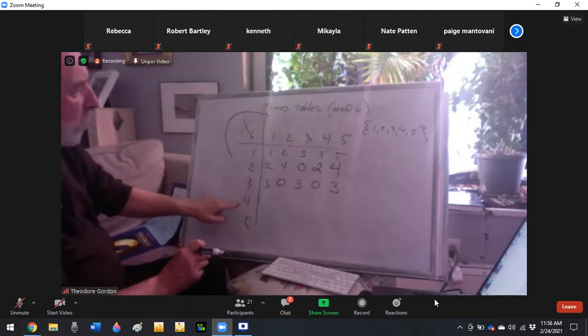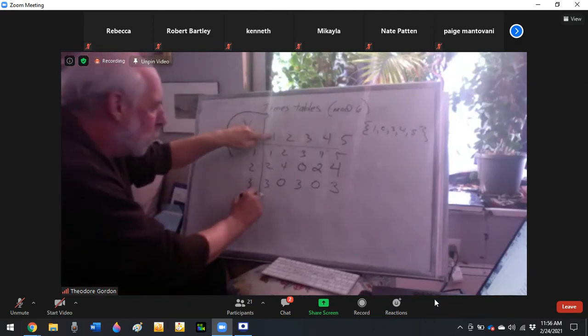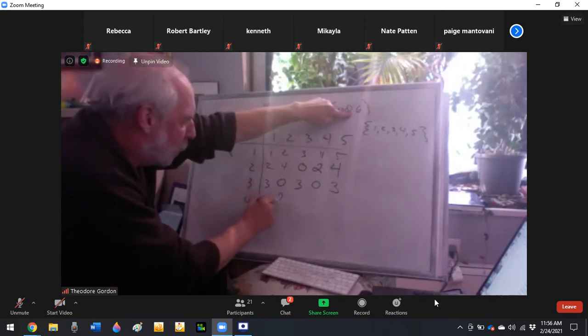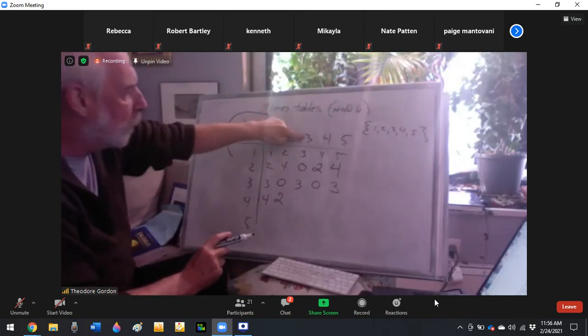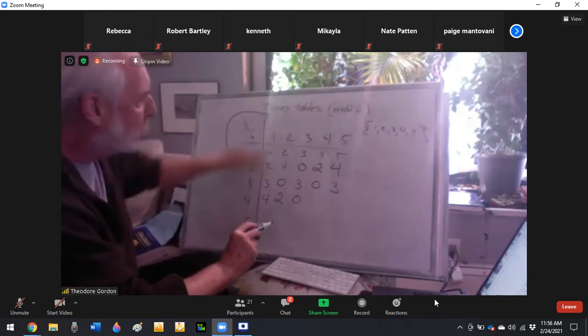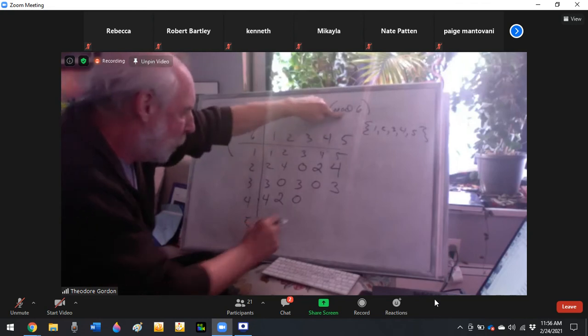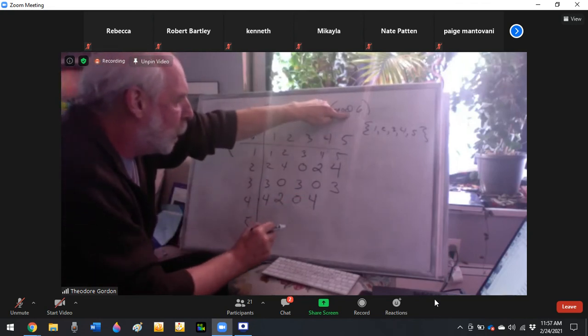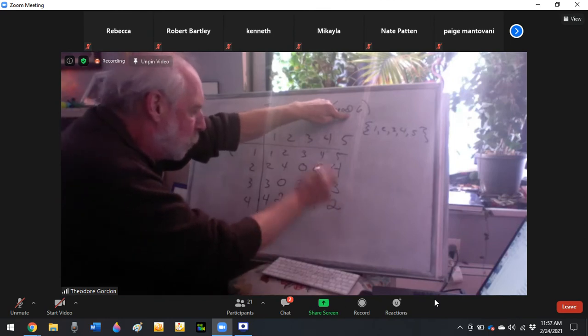Go to fours. 4 times 1 is 4. 4 times 2 is 8. Divide by 6, you get a 2. 4 times 3 is 12. Divide by 6, you get a remainder of 0. 4 times 4 is 16. Divide by 6, you get a remainder of 4. 4 times 5 is 20. Divide by 6, you get a remainder of 2.